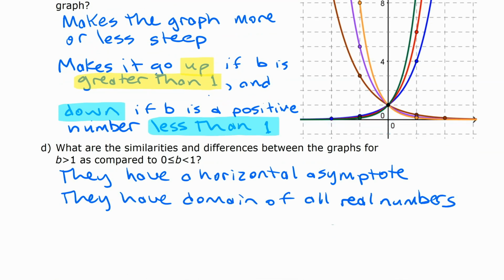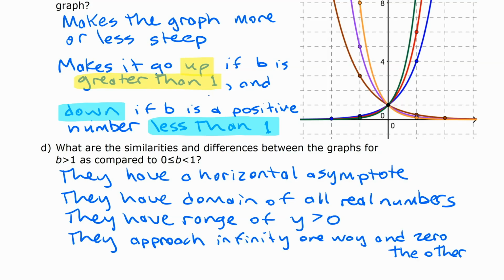They all have the domain of all real numbers. You can substitute anything in for x, and you get a y value. They have a range that is y greater than 0, because you can't get 0 and you can't get negative numbers no matter what you put in for x. That graph never crosses the x-axis or goes below. And one last similarity, they approach infinity one way and 0 the other. The ones with a b value bigger than 1 approach infinity on the right, 0 on the left, and the ones with the b value less than 1 approach infinity on the left and 0 on the right.